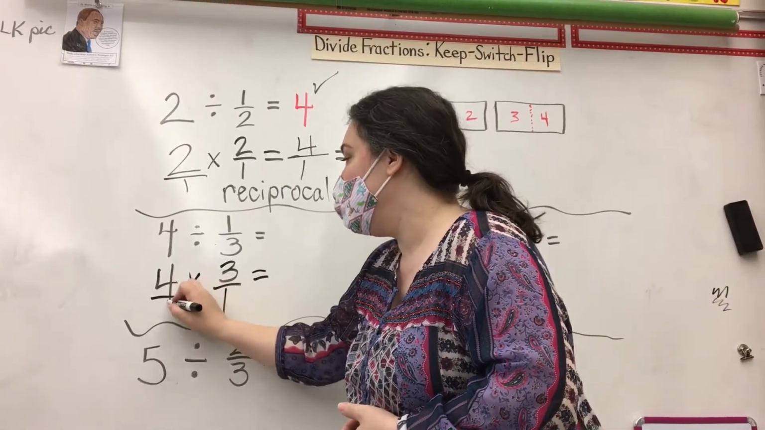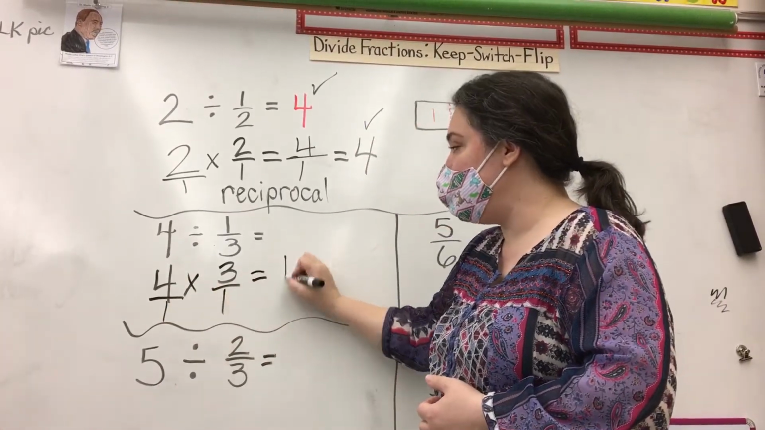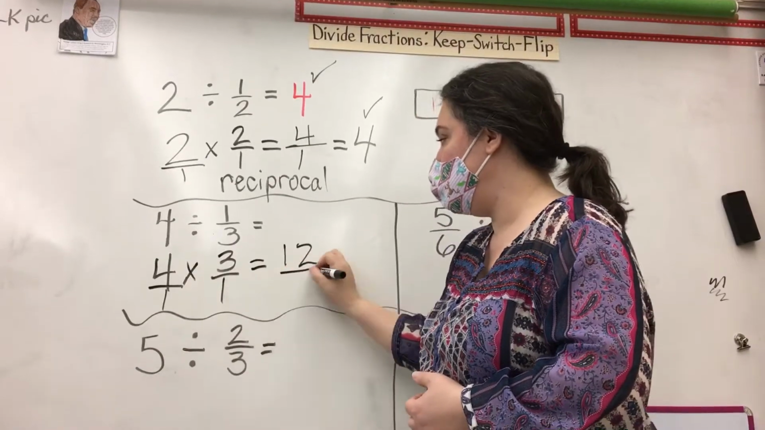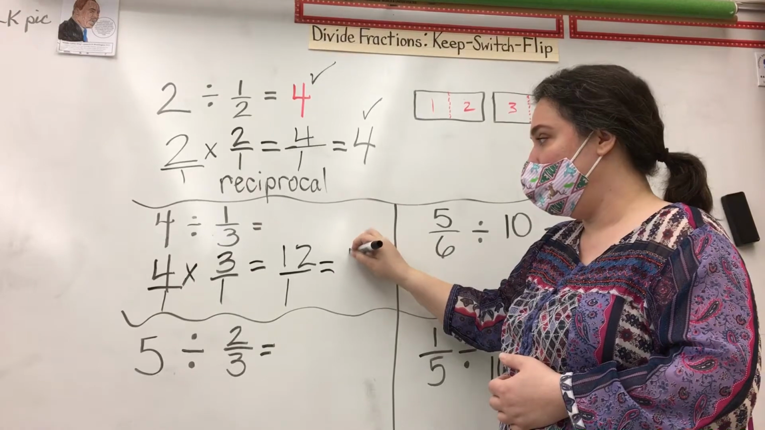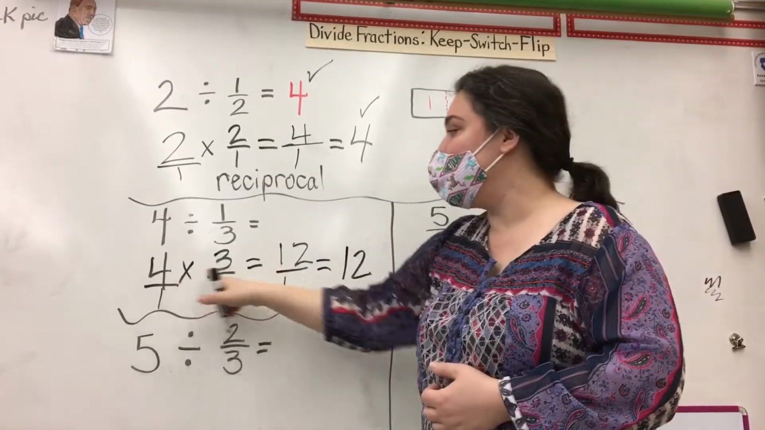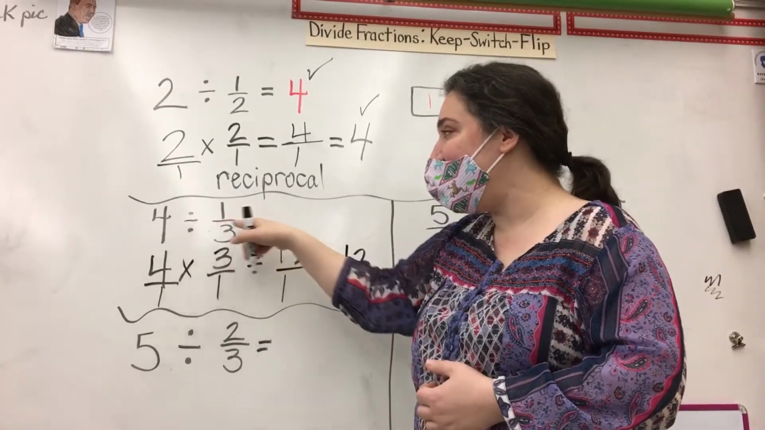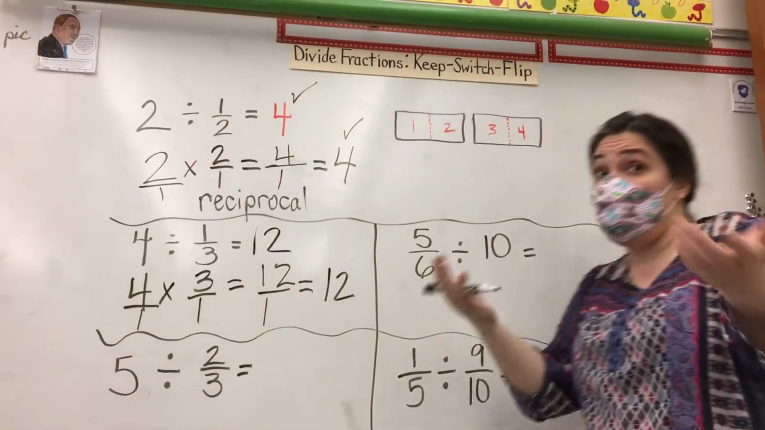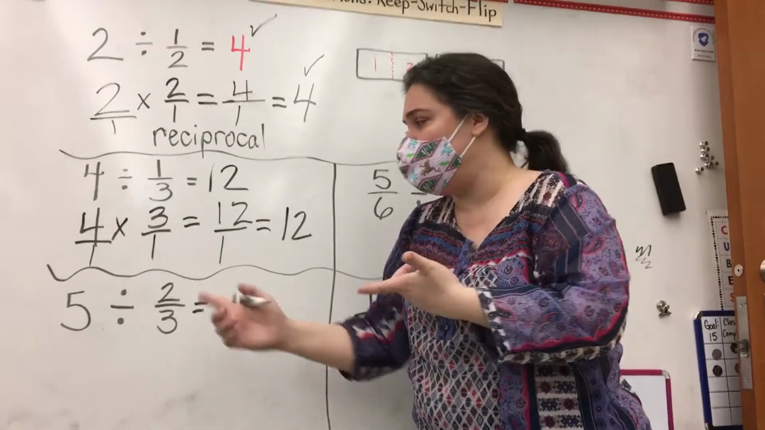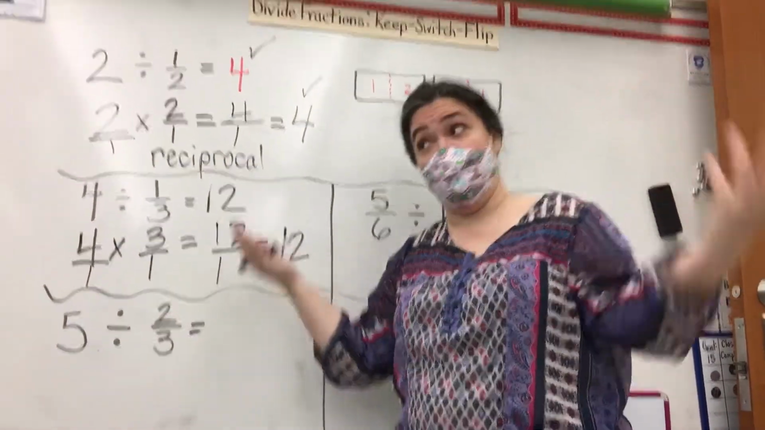Let's do it. 4 times 3 is? 12. 1 times 1 is 1. Okay, and what is 12 divided by 1? 12. So if 4 times 3 is 12, then 4 divided by 1/3 is also 12. Now, does it work if it's not a unit fraction? What if there's not a 1 for the numerator? Does it work? Sure it does.